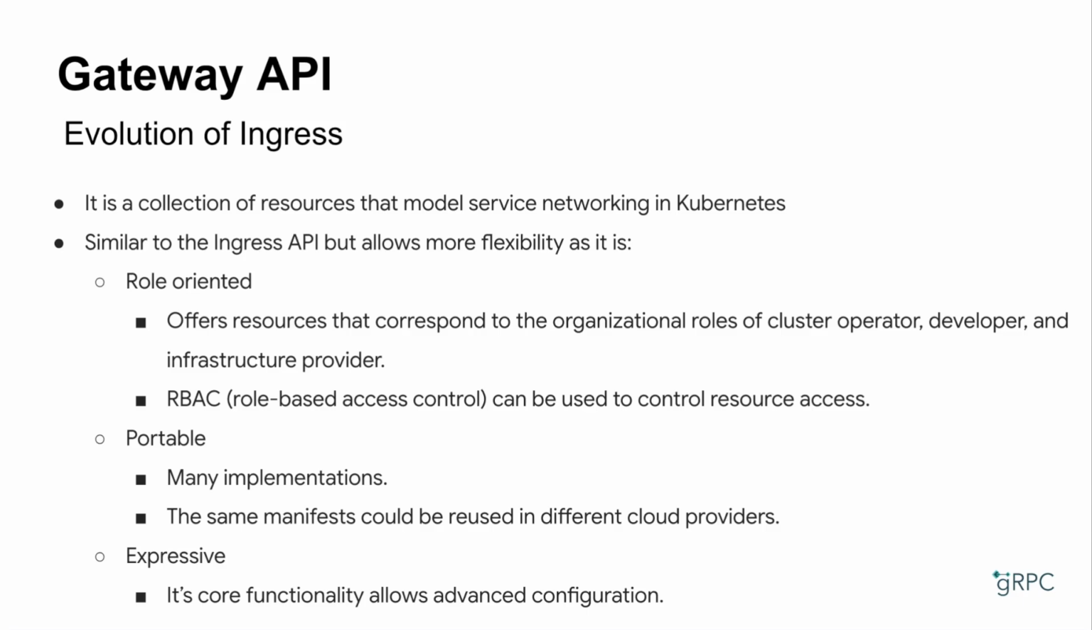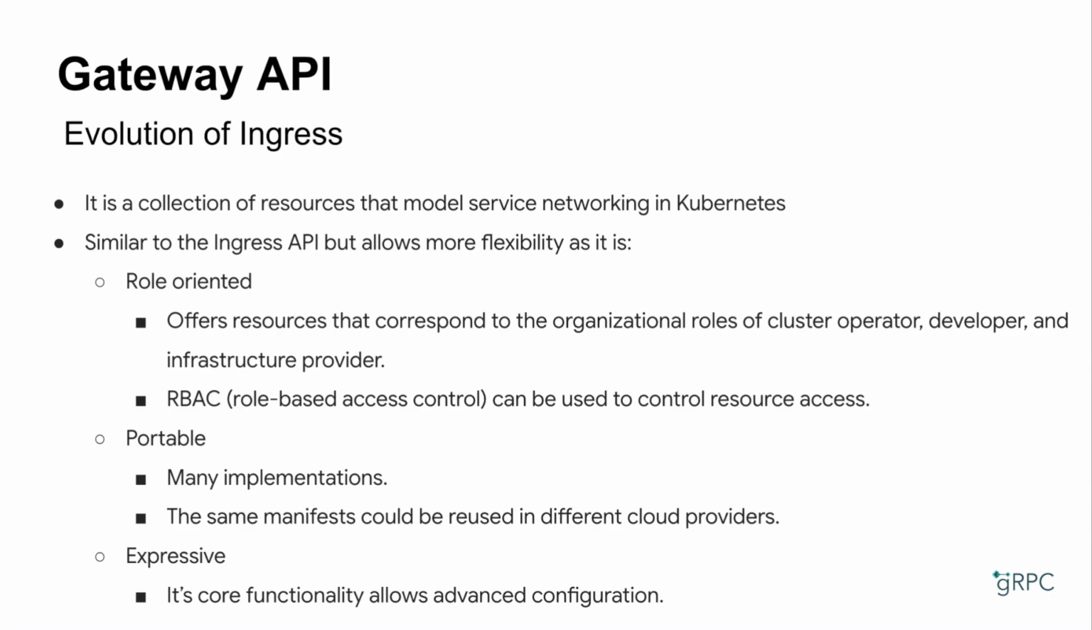This separation of concerns allows for better collaboration and clearer responsibilities. And because it's role oriented, role based access control can be used to control resource access, ensuring that only authorized users can make changes. Another crucial benefit is portability. The Gateway API is designed to be implemented by many different providers. This means the same manifests could be reused in different cloud providers. No more vendor lock in. Makes it much easier to migrate your application between environments.